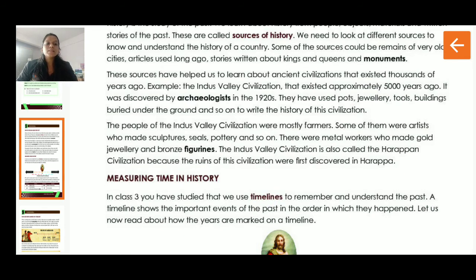The Indus Valley civilization is also called the Harappan civilization because the ruins of this civilization were first discovered in Harappa. Harappa is one place, okay? That's why Indus Valley is also called Harappan civilization, because it was found in that place. This civilization was found in Harappa, therefore the name is Harappan civilization.